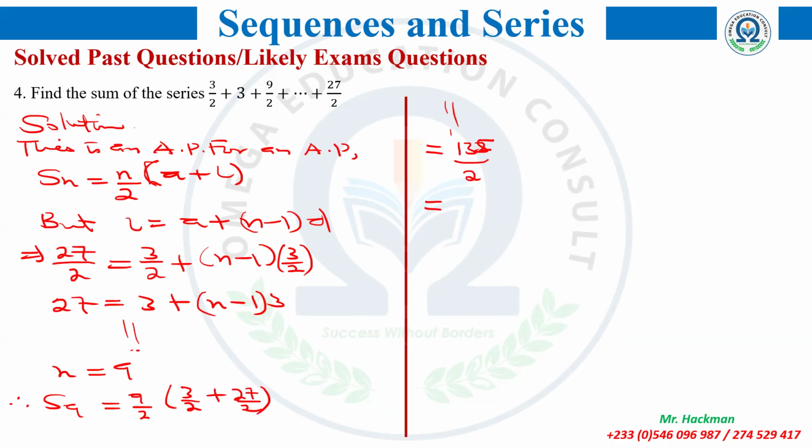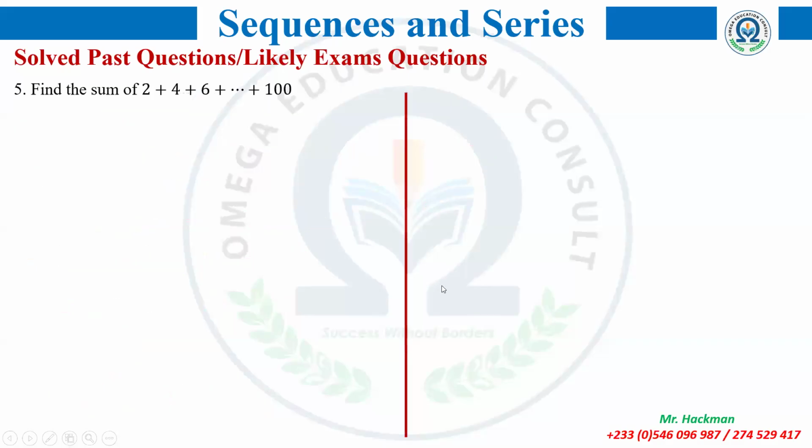Okay, so now because I know that this will give you 30 on 2, which will give you 15. So you get 15 times 9/2, which will give you 135/2. I hope I'm right. Okay, all right. So that will be it for this. So I guess I can move on.